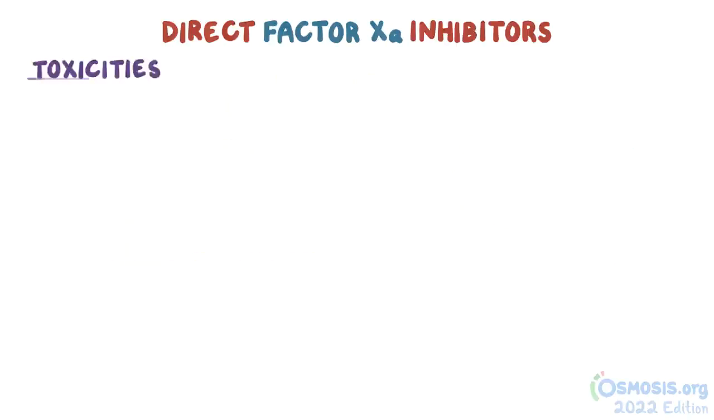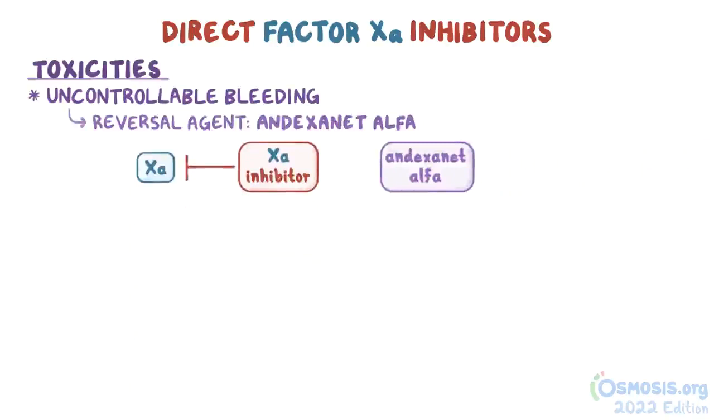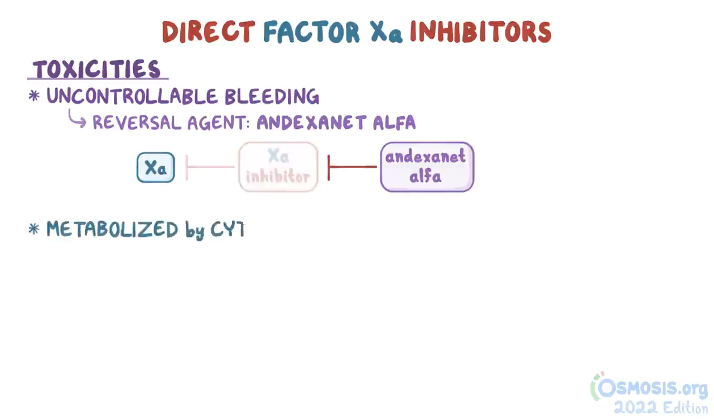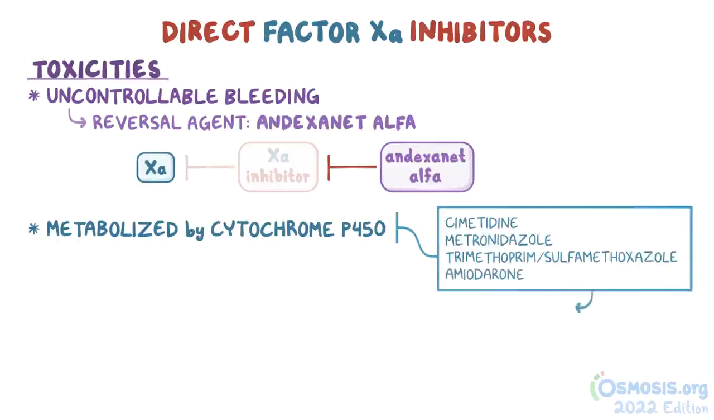The main toxicity of these medications is also uncontrollable bleeding. The FDA just approved andexanet alfa as a reversal agent for factor 10A inhibitors. Andexanet alfa binds to factor 10A inhibitors, inhibiting them from binding to factor 10A. Furthermore, they're metabolized by an enzyme called cytochrome P450. So any medications that inhibit this enzyme, like cimetidine, metronidazole, trimethoprim, sulfamethoxazole, and amiodarone can cause the accumulation of these medications in the body, leading to bleeding.